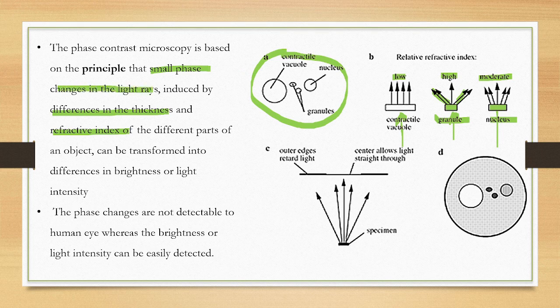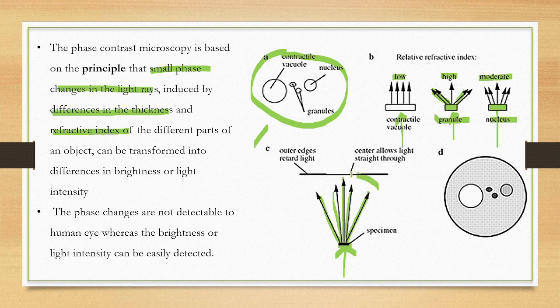How do the phase changes in the light rays happen? When light passes through the different refractive index materials of the cell or object. These are the light rays. When they pass through the specimen, there will be phase changes in the light rays. Some are deviated a lot, some are non-deviated, and some are slightly deviated. These are the phase changes in the light rays.